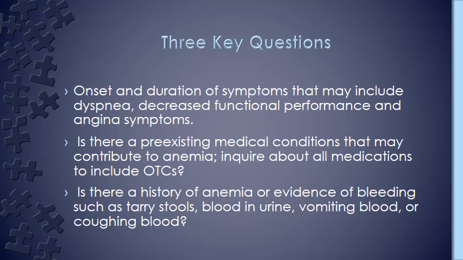The third question is, is there a history of anemia or evidence of bleeding, such as tarry stools, blood in urine, vomiting blood, or coughing blood? If that were the case, then that would be a good explanation for the anemia. So it would eliminate anemia of chronic disease as a possible cause of a patient's anemia.